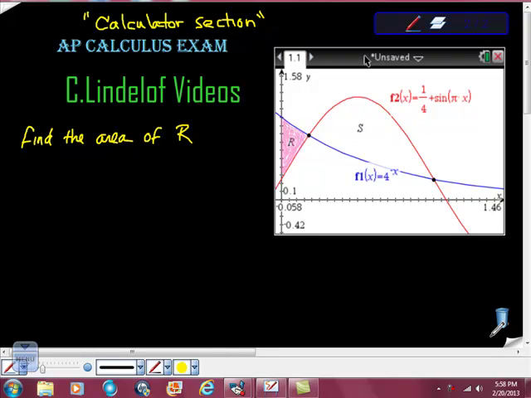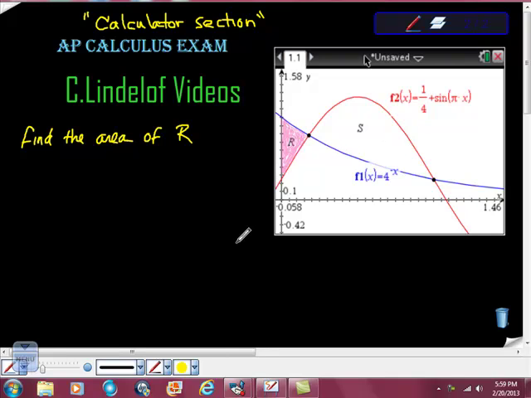AP Calculus AB. Doing a little research, I'm looking at the 2003 AP Calculus AB free response section, the calculator section, the 2004, the 2005, the 2006, and the 2008. And the first problem on all of those looks very much like this one. So I thought I'd capture this one, and we would do this problem together.